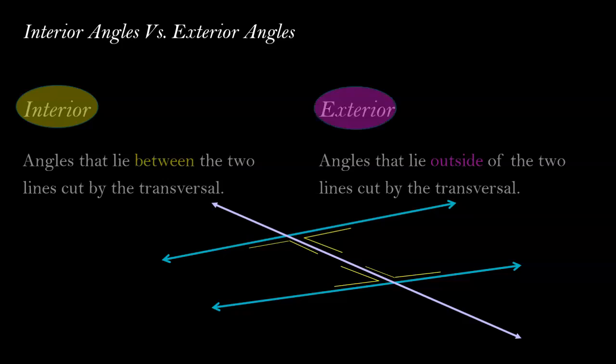Exterior angles are angles that are outside of the two lines cut by the transversal. So these are the exterior angles. Notice that those pairs of exterior and interior angles also make some vertical angle pairs. So we're going to be able to talk about congruence with these angles. But for now, know which angles are interior and which angles are exterior.